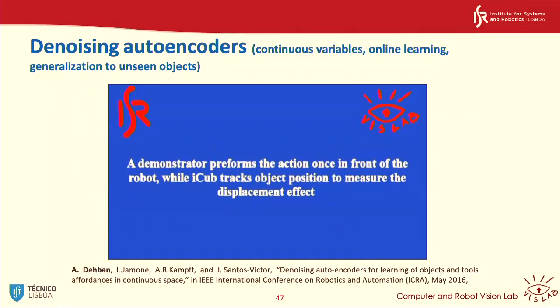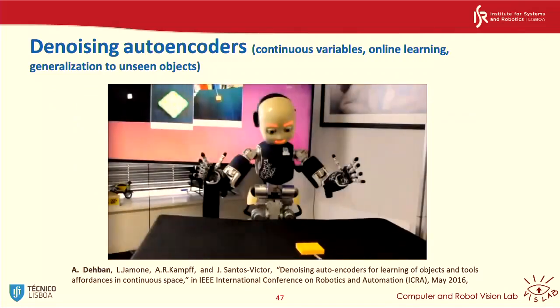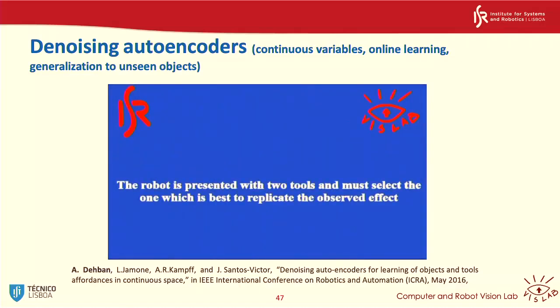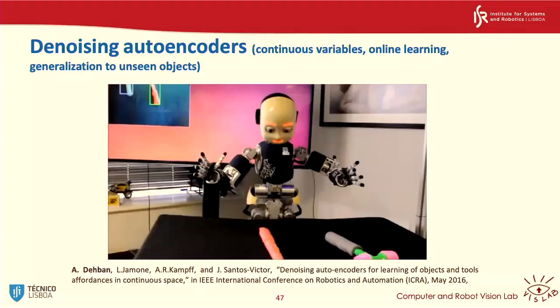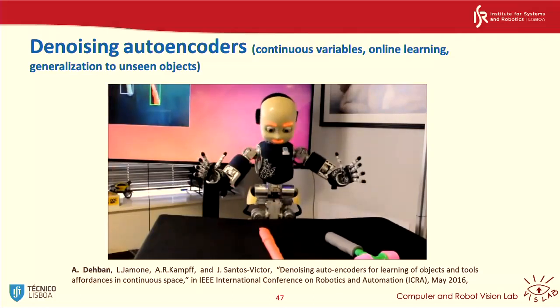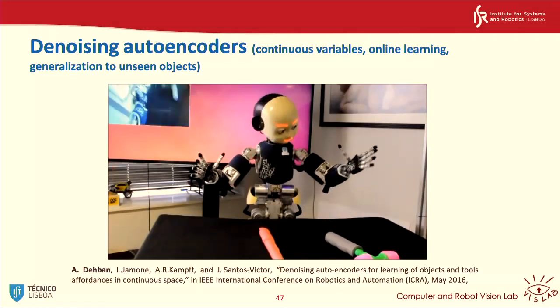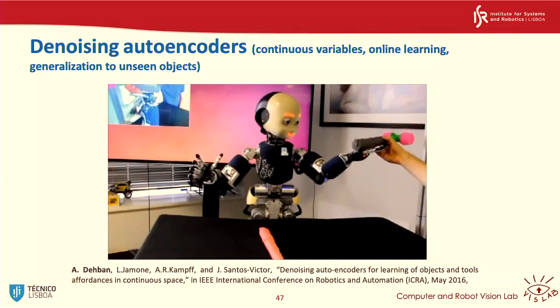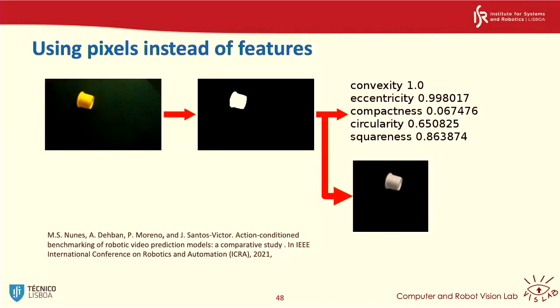There are many technical developments that we can do on this. For example, Atabak over there was using denoising autoencoders for learning these affordances. We could, for example, have continuous variables as opposed to the discrete variables that we had before. We can have online learning as opposed to batch learning, which was our previous approach. And then we can also further generalize this to new objects. So there are a number of more interesting capacities that we could extend in this way. And of course, this is also work by Atabak.